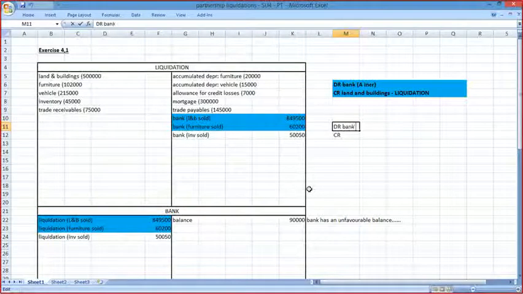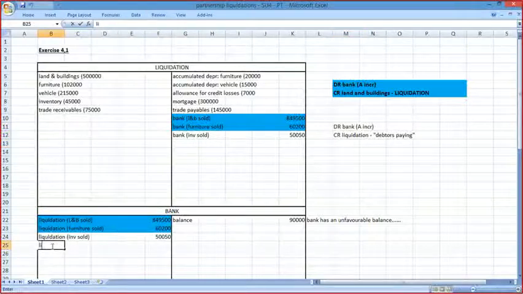Bank. Yes. Credit what? You're going to credit liquidation, the debtors. Correct. Well done. Debtors paying. There you go. You've got it. There's your debit, there's your credit. So liquidation, brackets, debtors pay.